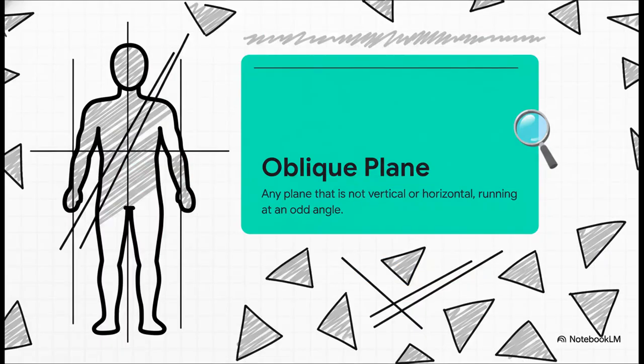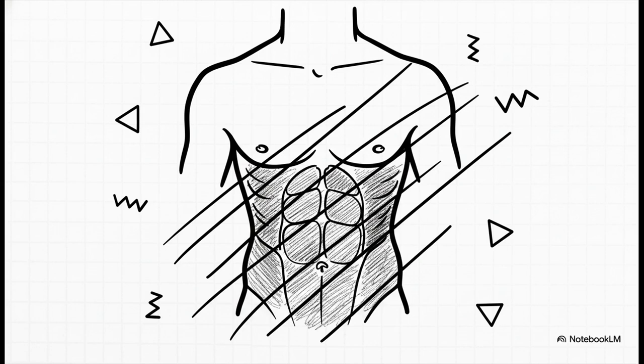Next up, the O in SOFT, the oblique plane. This one's kind of the oddball of the group. It's basically any slice that isn't perfectly up and down or perfectly side to side. It's any cut that's at a weird diagonal angle. And the easiest way to remember this one? Just think, obliques are odd. They run at odd angles. Or, even better, think about your oblique muscles, right? Your abs. They're the ones that run diagonally on the sides of your stomach.